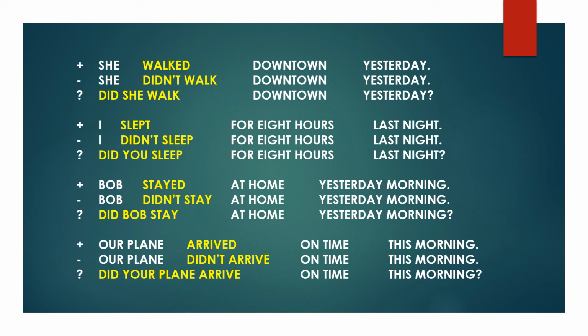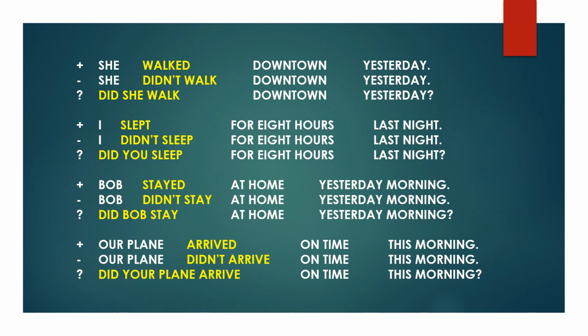There's the positive, I slept. Negative becomes didn't sleep. Interrogative becomes did you sleep. Remember, if you use the auxiliary or helping verb, slept returns to verb 1. From slept, verb 2, the past form, it returns to verb 1, the present form, the main verb or basic verb. The same with the interrogative, because we use did, slept returns to verb 1.